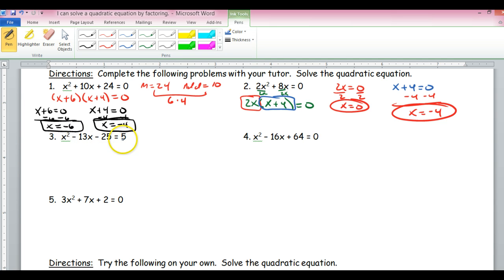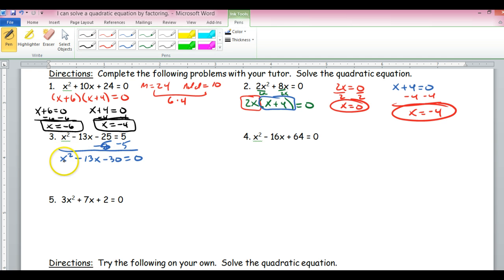No. Alright, so what do I do here? Well, to get this equal to 0, I have to get rid of this 5. How do I get rid of it? I subtract it. The like term I can line it under is negative 25. So here I have x squared minus 13x minus 30 now equals 0. Now I can look to factor this.